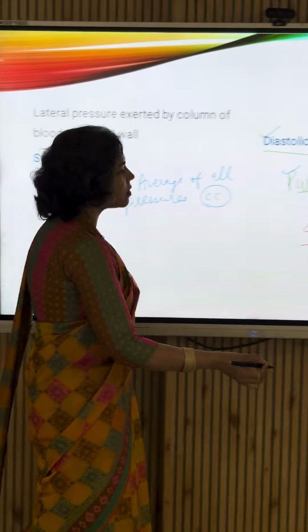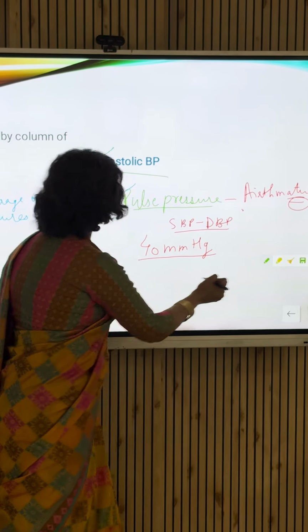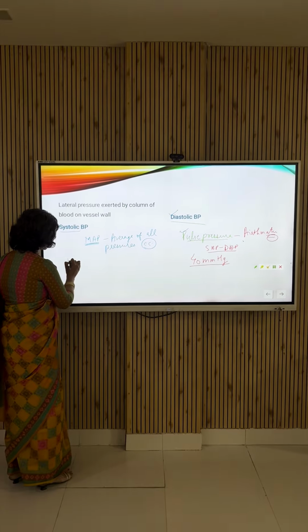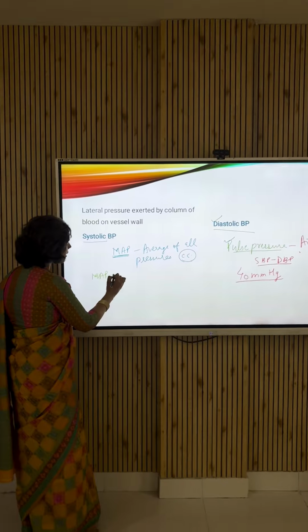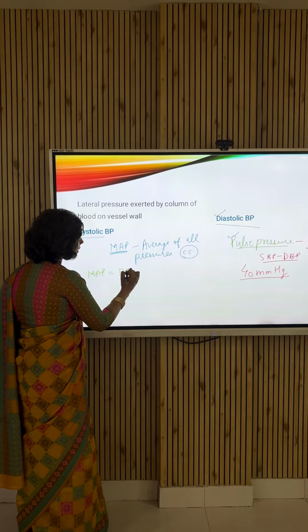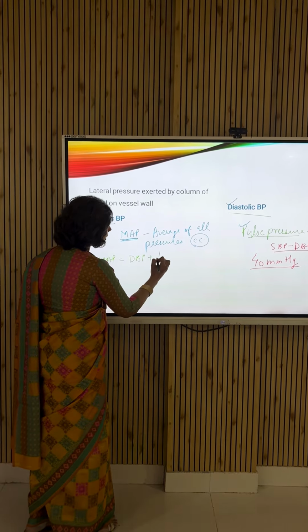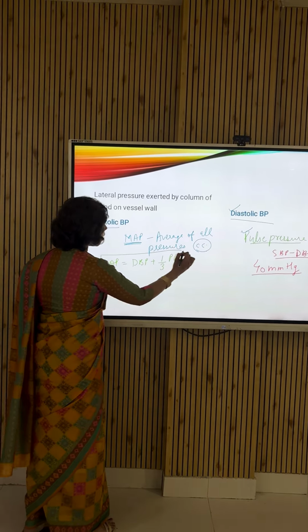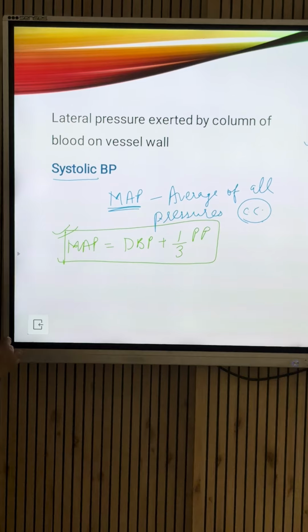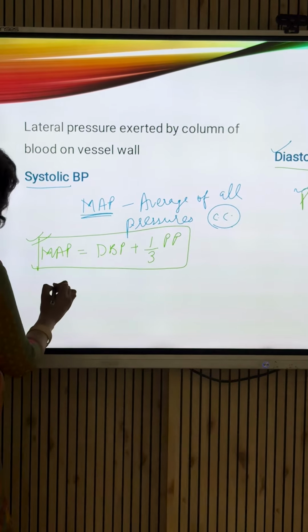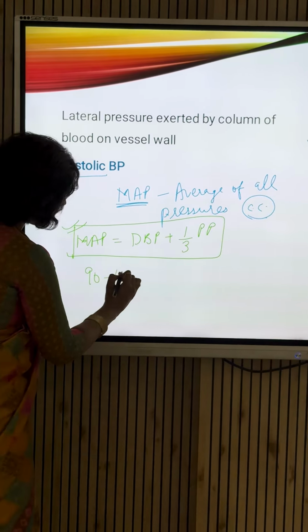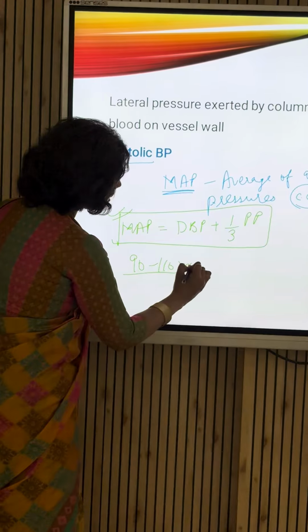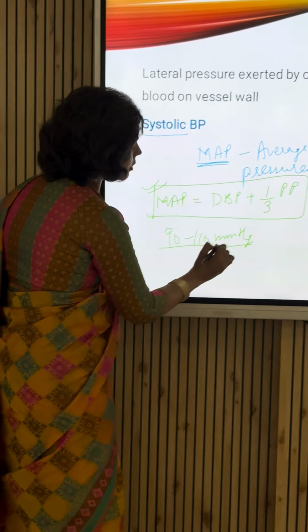Now coming to the formula, here is the formula for the calculation or determination of mean arterial blood pressure: diastolic blood pressure plus one third of pulse pressure. That is how you calculate mean arterial blood pressure. The normal value is around 90 to 110 mmHg.